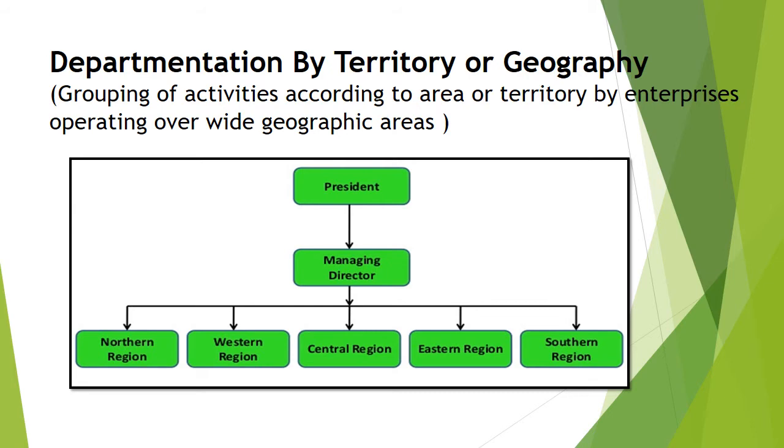Thus, when an organization has got its various segments across a country, they will segregate into northern region, western region, central region, eastern region and southern region. When the activities are grouped according to this type of classification, or according to the area in which the enterprise operates, this can be termed as departmentation by territory or geography.